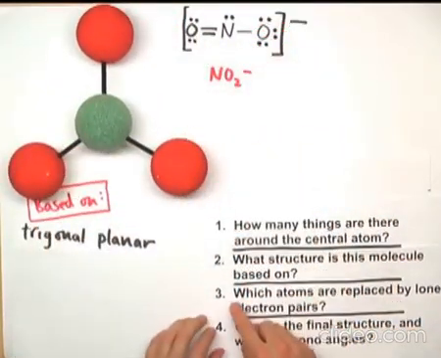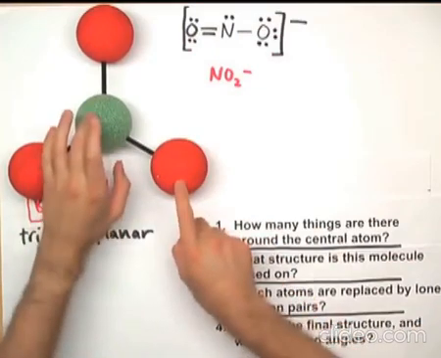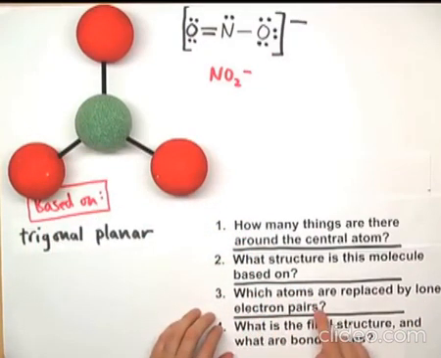Okay. Now on to number 3. Which atoms from this structure are replaced by lone electron pairs?